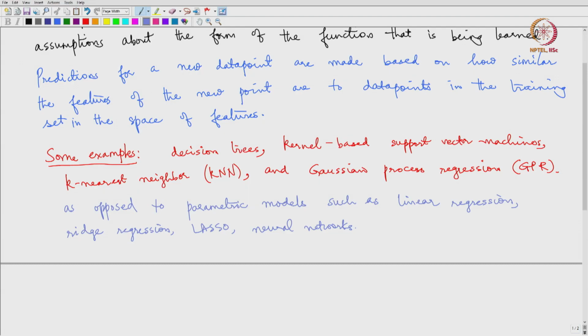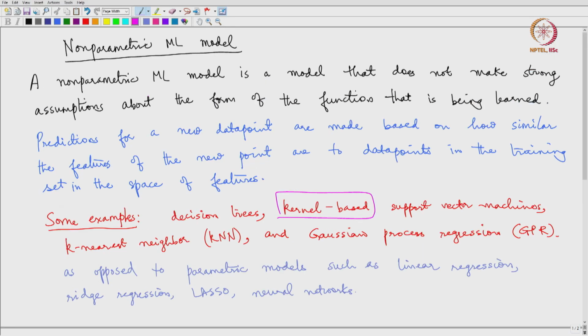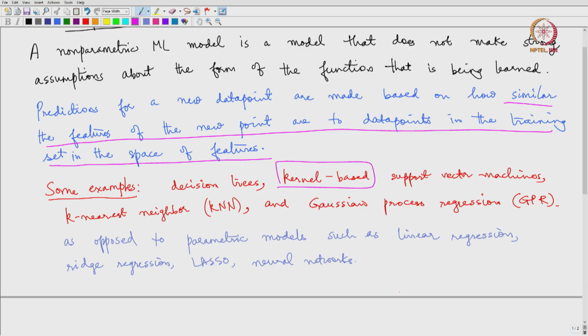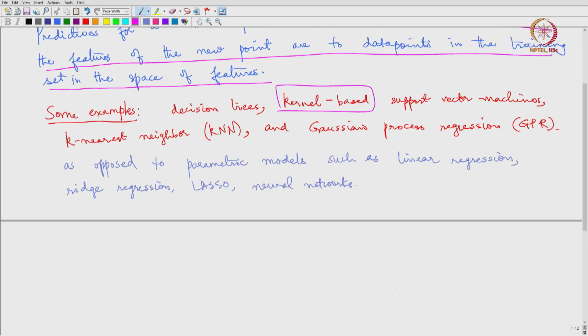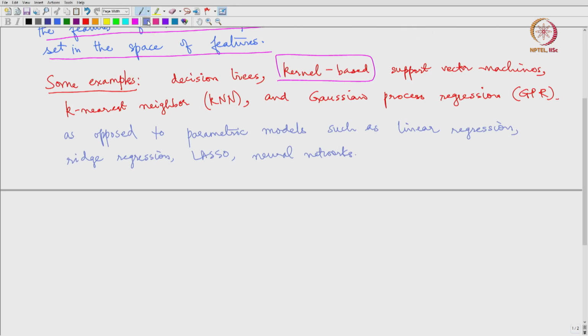Now kernel ridge regression, however, falls into the non-parametric class, because for anything with a kernel you are free to choose the kernel, and therefore you do not have to make any strong assumptions about the function being learned. It is more about the similarity of the features of the new point with respect to the features of the data points in the training set. So then it becomes a non-parametric machine learning model. With this understanding at hand, let us go ahead and study Gaussian process regression.